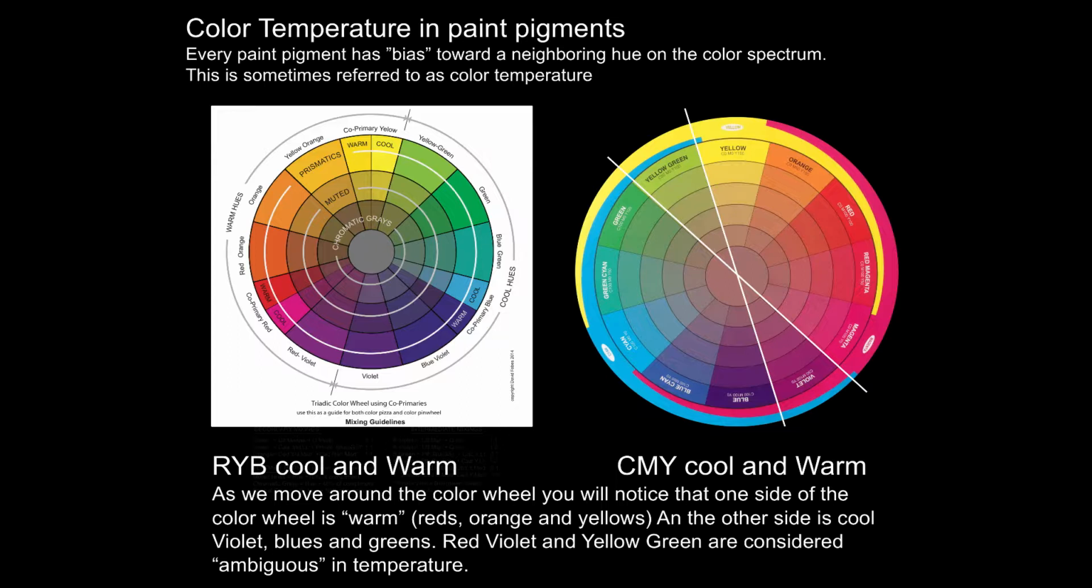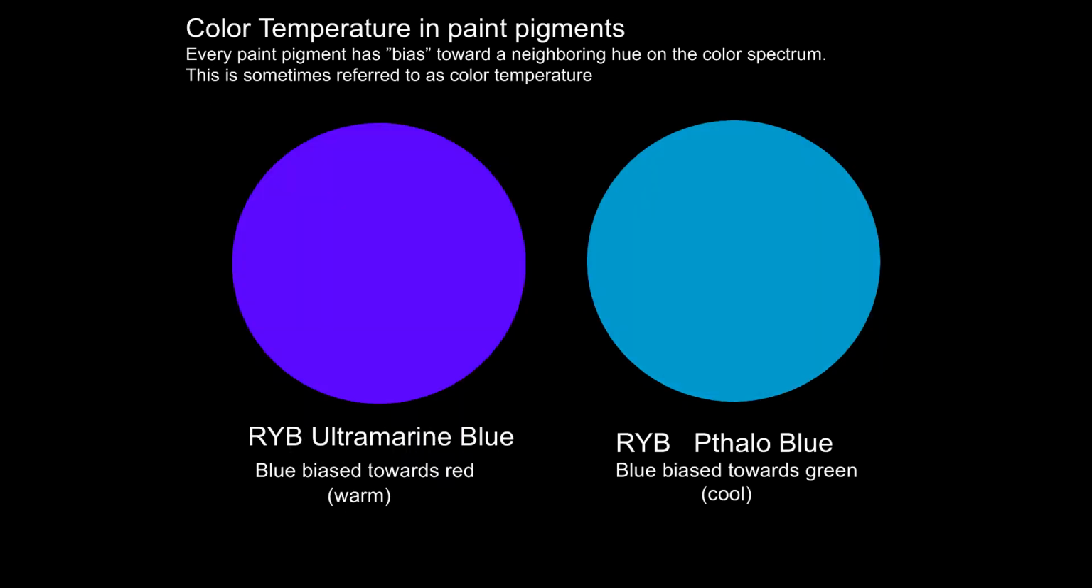What's interesting is that yellow green and red violet, or yellow green and violet on the CMY scale, are sometimes considered ambiguous in temperature. They could go either way depending on how you're using them in a color scheme. Let's look at this. On the left we have a blue that is biased towards red, and so that would be considered a warm blue. And on the right we have a blue that's biased towards green and would be considered a cool blue.